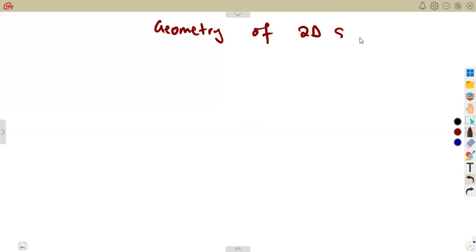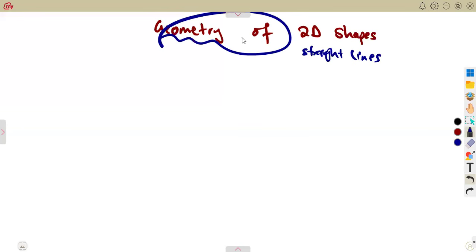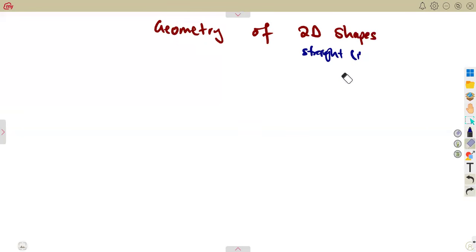So this is what is important. We had geometry before, but it was of straight lines. We considered the same geometry before, working with the straight lines. But this time, as we can see, it's no longer a line. We are talking of the 2D shapes.